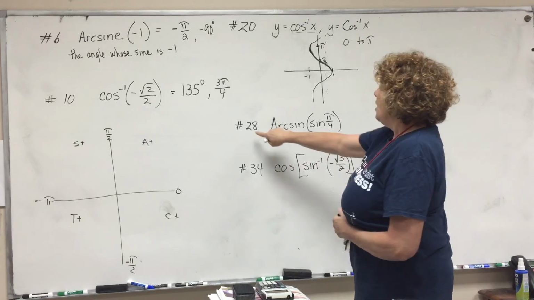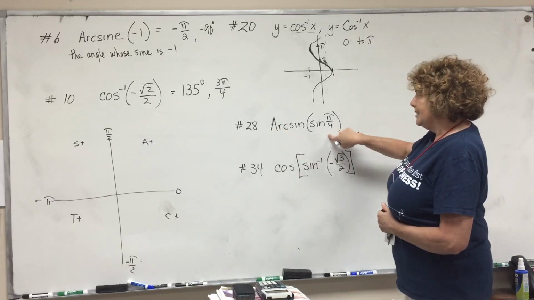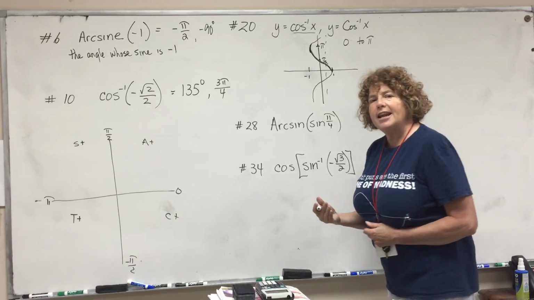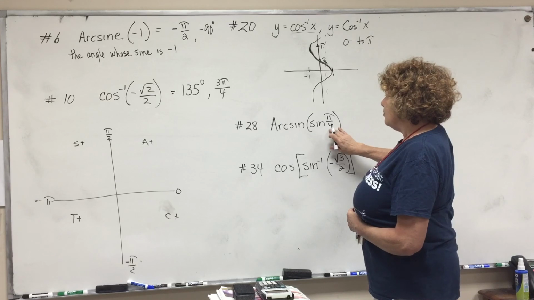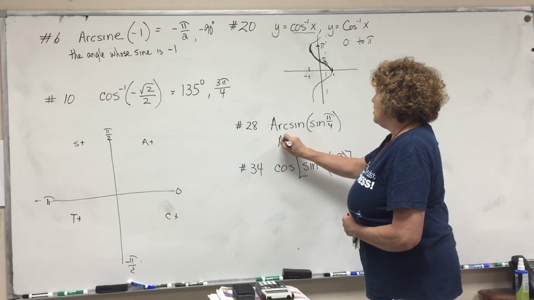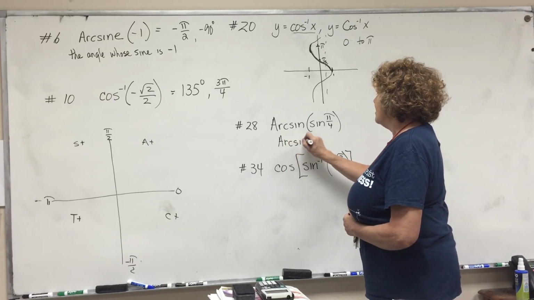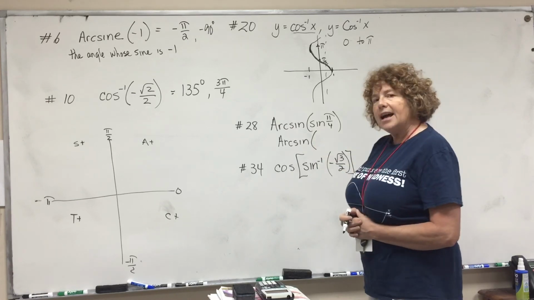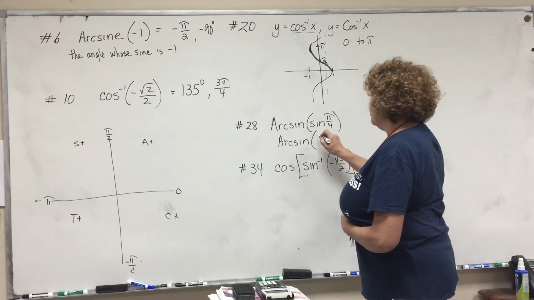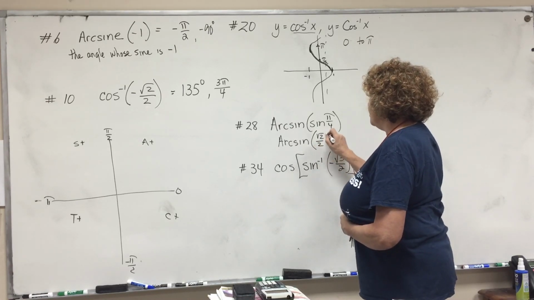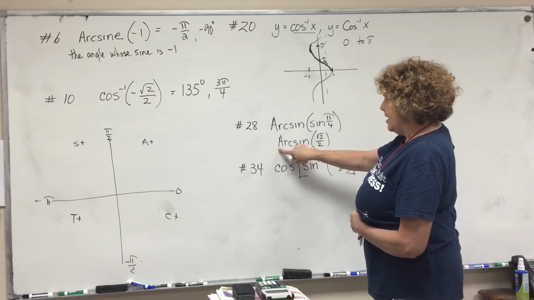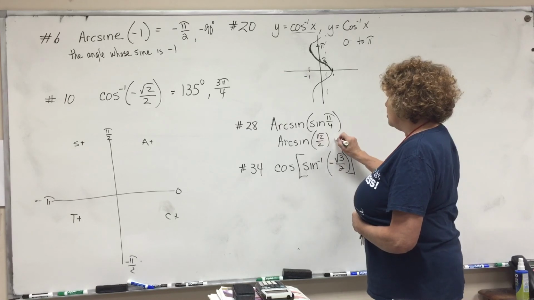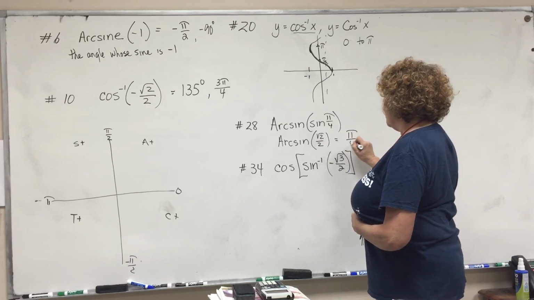Now, what about when it's composite like this? Well, we treat it just like any other order of operations. What is the sine of pi over 4? So you can rewrite it. Well, the sine of pi over 4 is root of 2 over 2, right? And then we can read this as the angle whose sine is root of 2 over 2, and it comes out to pi over 4.